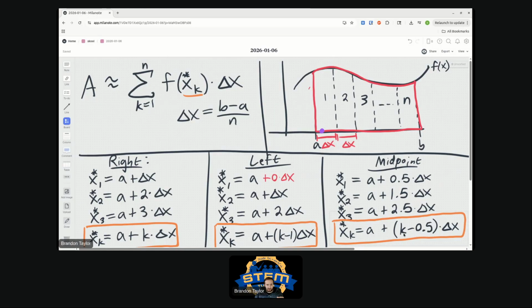What would the actual formula be? Pause the video and see if you can figure it out. Basically, it would not be k minus 0.25, it would be k minus 0.75.